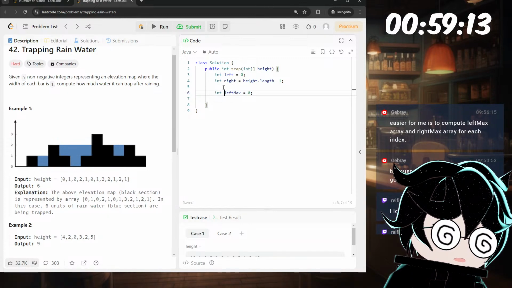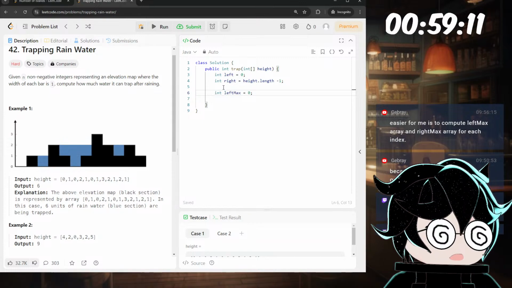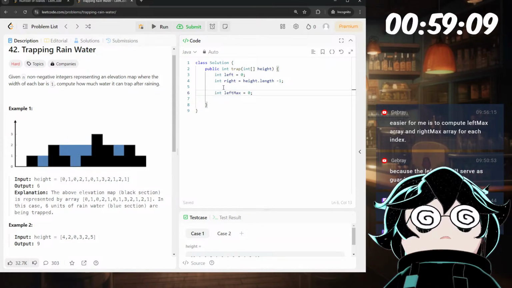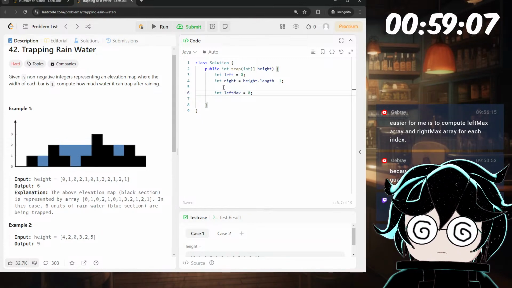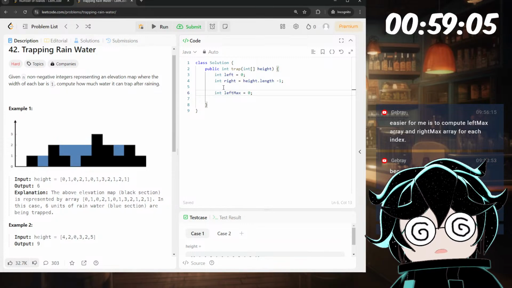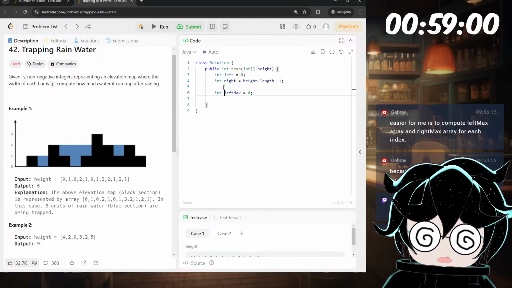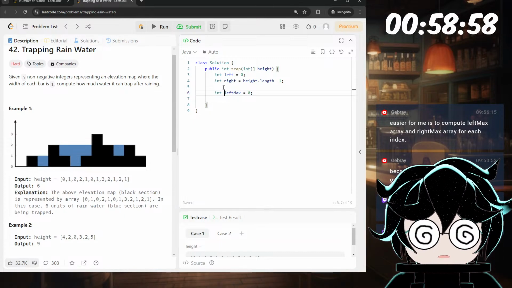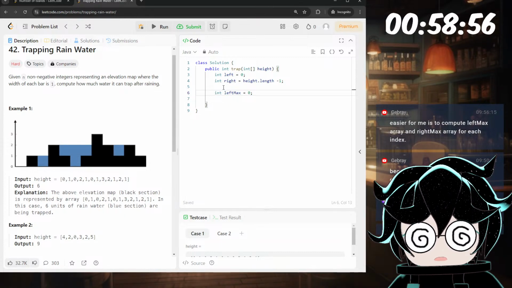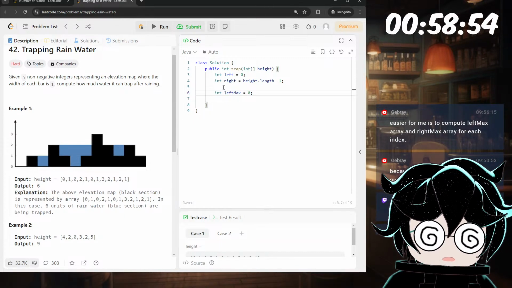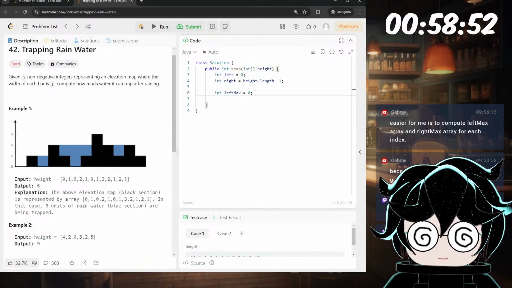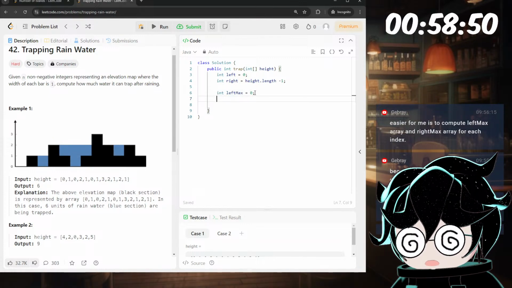Easier for me is to compute a left max array and a right max array for each index. Oh, I see. Yeah, I guess that works too. You're computing the local max at each position, right? I think that makes sense too. That's basically what we're doing, but we're doing it with less storage, I suppose.